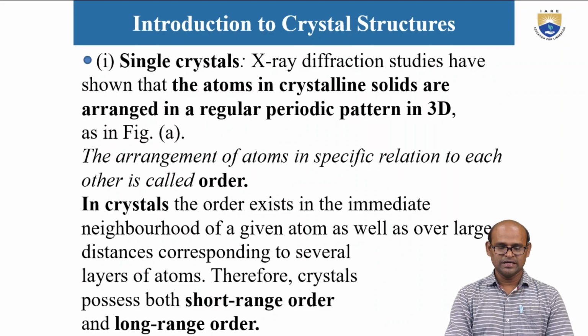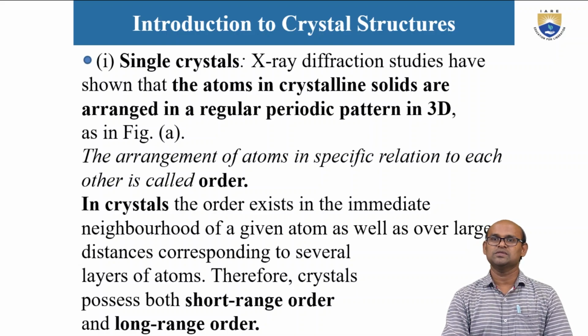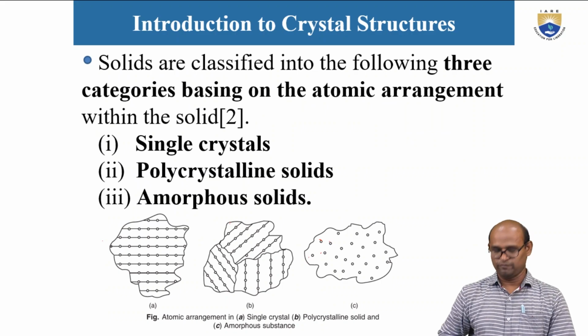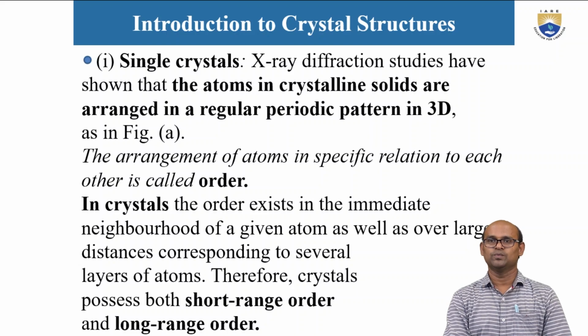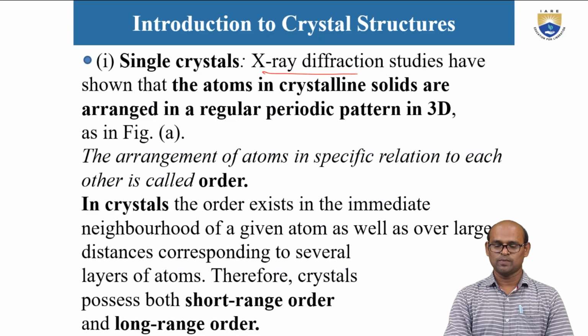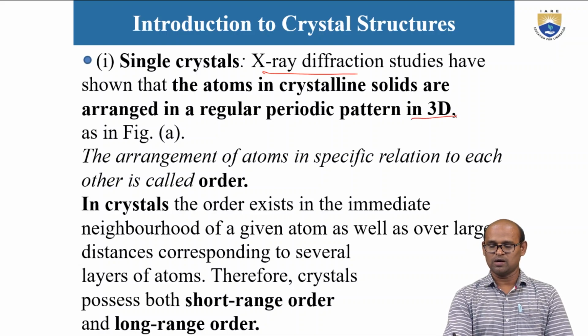Let us see in detail what these three different types of solids are. Single crystals: X-ray diffraction studies have shown that the atoms in crystalline solids are arranged in a regular periodic pattern in three dimensions. This is figure A that we have seen. In a single crystal, if you use the X-ray diffraction technique and look at the experimental result, you will find all the atoms are arranged in a regular periodic manner, not only in two dimensions but in three dimensions.